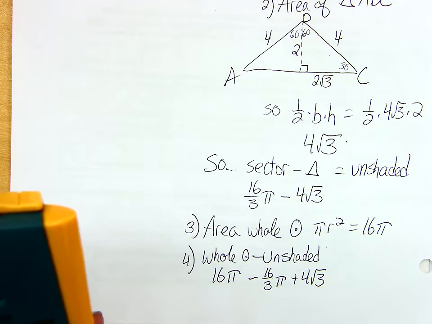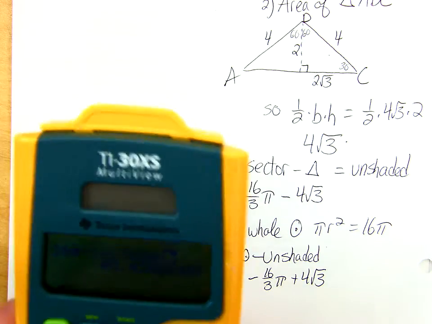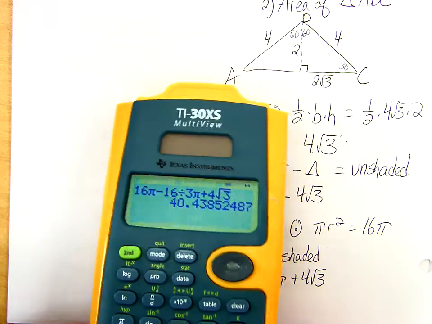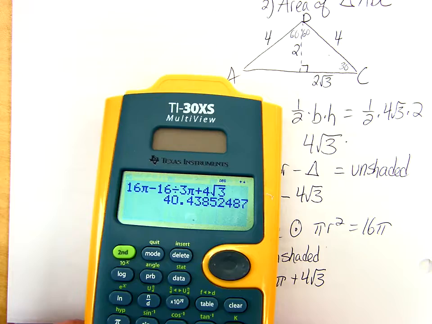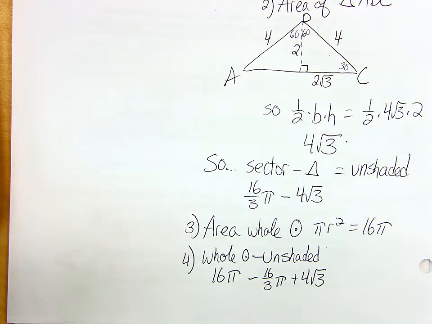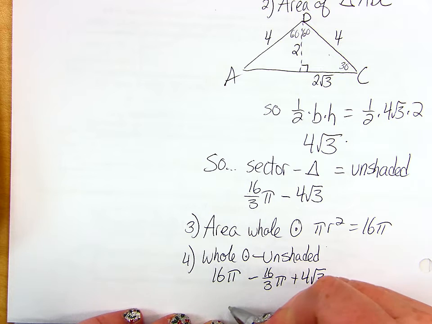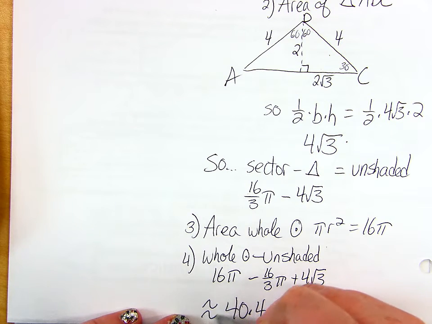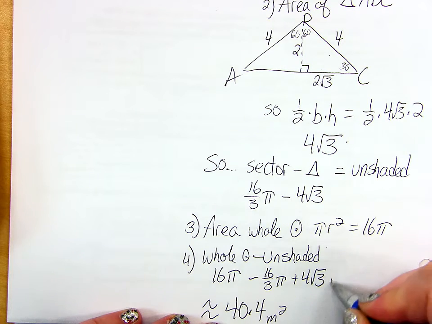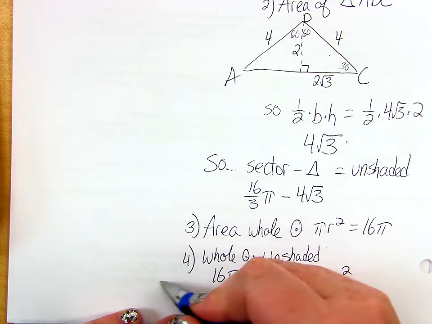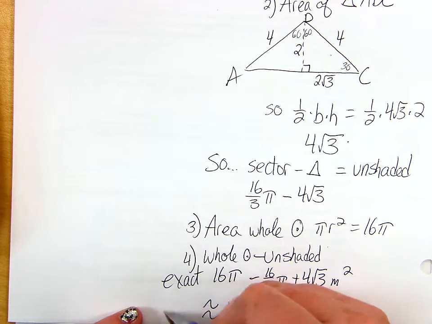Yeah, 40.4? I agree. Did you get what I got? Yes. So this is a beast of a question, but it's doable. So 40.4 if I'm going to round, meters squared. So this is my exact rounded.